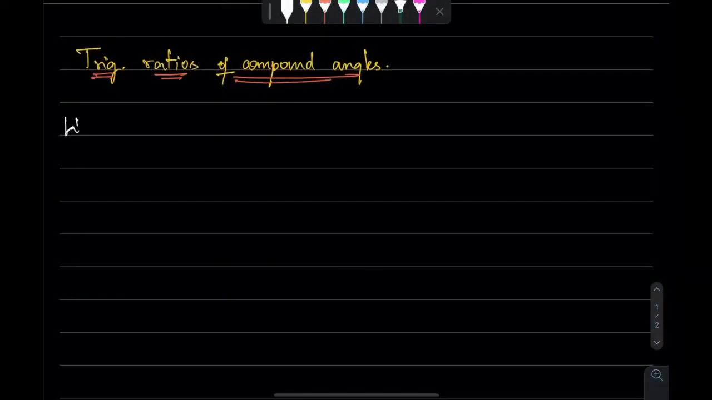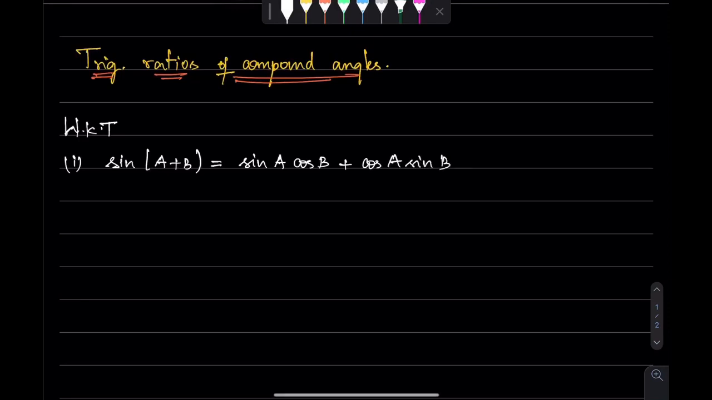We all know this. Let us consider sin(a + b). What is sin(a + b), children? It is sin a cos b plus cos a sin b. So knowing these four results, we'll see how we can derive the other results.